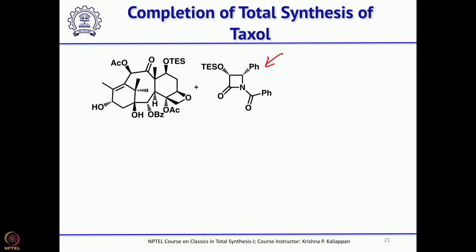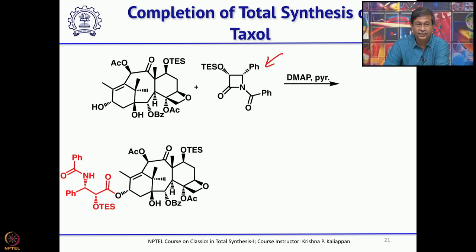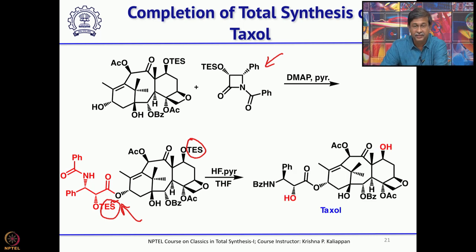then treat with Ojima's lactam. Okay, this we already discussed when we talked about the total synthesis of Taxol by K.C. Nicolaou, we discussed this. Okay. So you take this alcohol and treat with Ojima's lactam, then you can easily introduce the side chain. So now what you need is you have to remove this TES group. If you remove the TES group, that will be the Taxol molecule. Okay, HF pyridine, he could successfully remove the TES group, that gave Taxol.